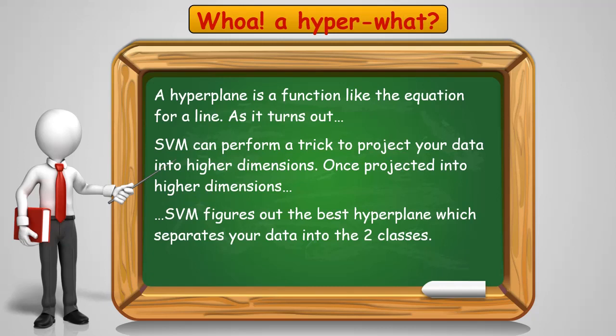Okay, so a hyperplane is just a function like we've done with all of our other line functions, except it's in 3 dimensions. As it turns out, SVM performs a little trick to project your data into higher dimensions. So instead of just a 2-dimensional plot, it raises it into 3 dimensions. And once in 3 dimensions, instead of putting a line in between your predicted wins and losses, it puts a plane in 3 dimensions in between. And it figures out the best plane, which can be curved and shaped very oddly, to separate the data into the 2 classes.